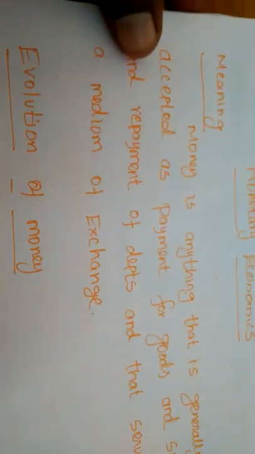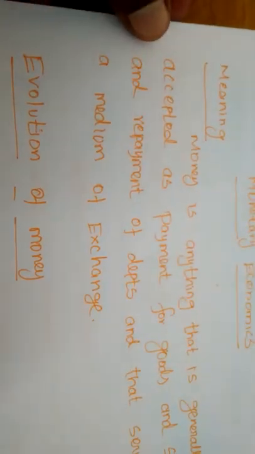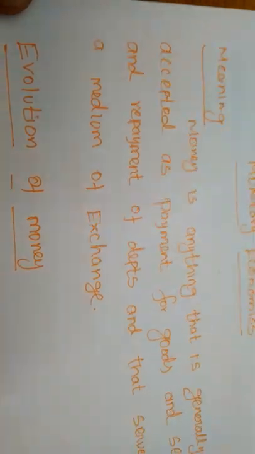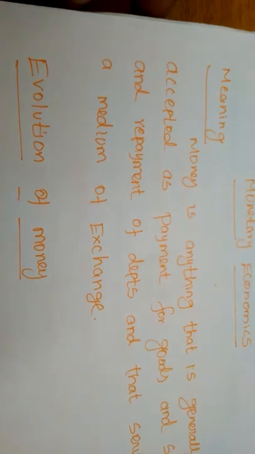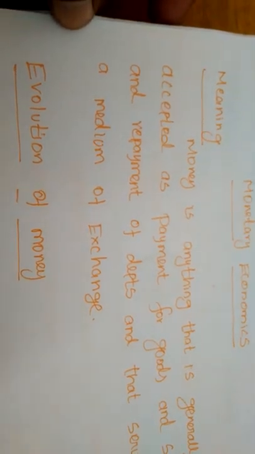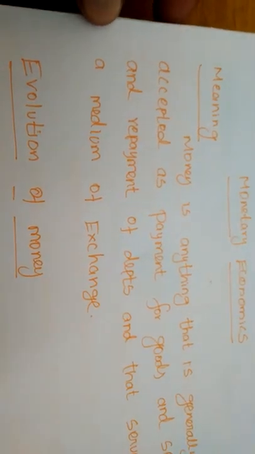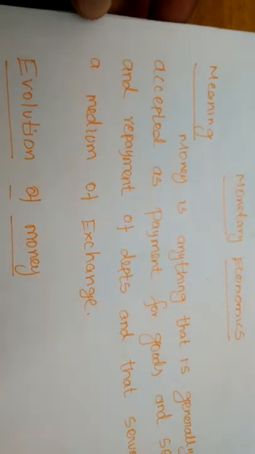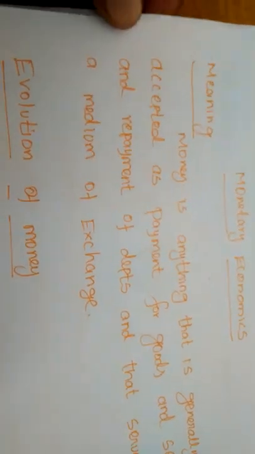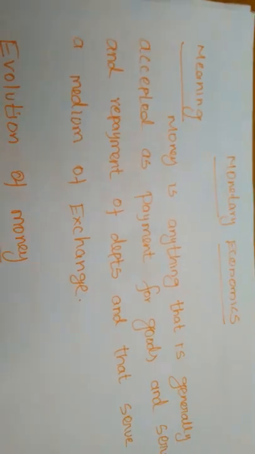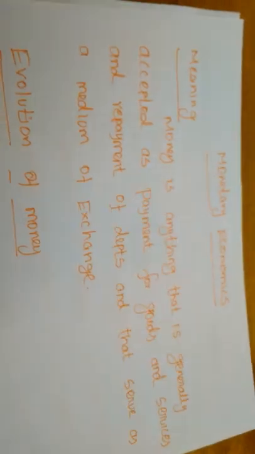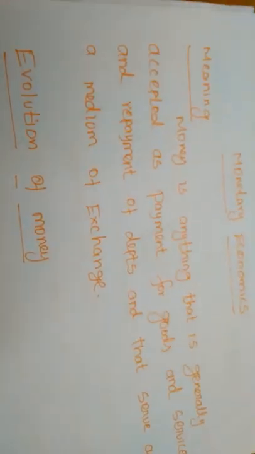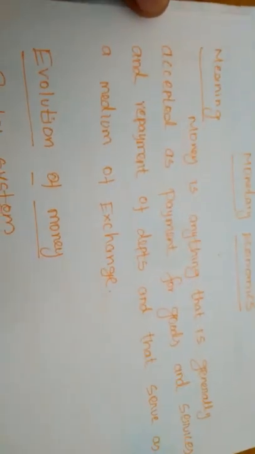Next, we should know about the definitions of money. Some economists define money in their own words. The first definition is given by Walker. How does Walker define money? Money is what money does. Do you know what money does? Money can do anything. Whatever is done by money, everything is called money.